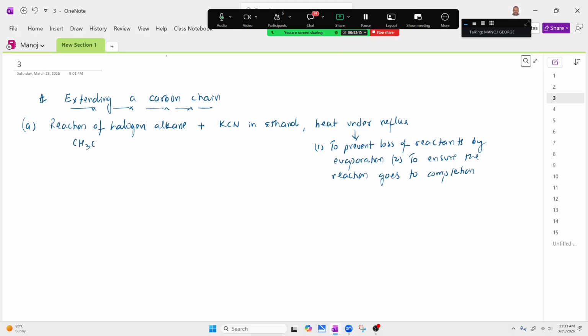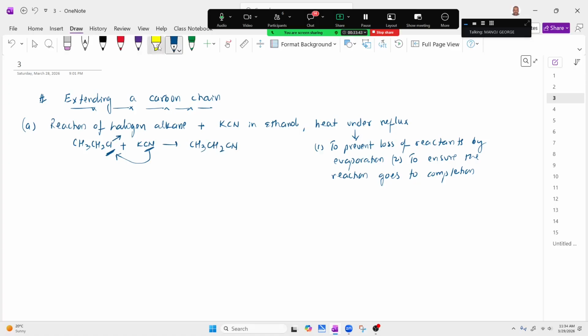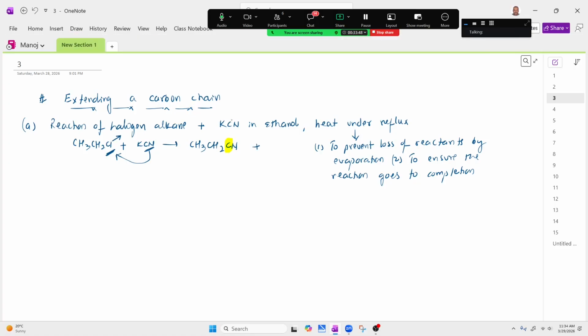For example, I have CH3CH2Cl, and if I react this with KCN, don't forget the KCN is not aqueous, it's alcoholic. What happens now is a nucleophilic substitution, right? So now this CN is going to come here and this Cl is out. So what you get now is CH3CH2CN. And if you notice, I got one extra carbon. That was the entire story, okay?